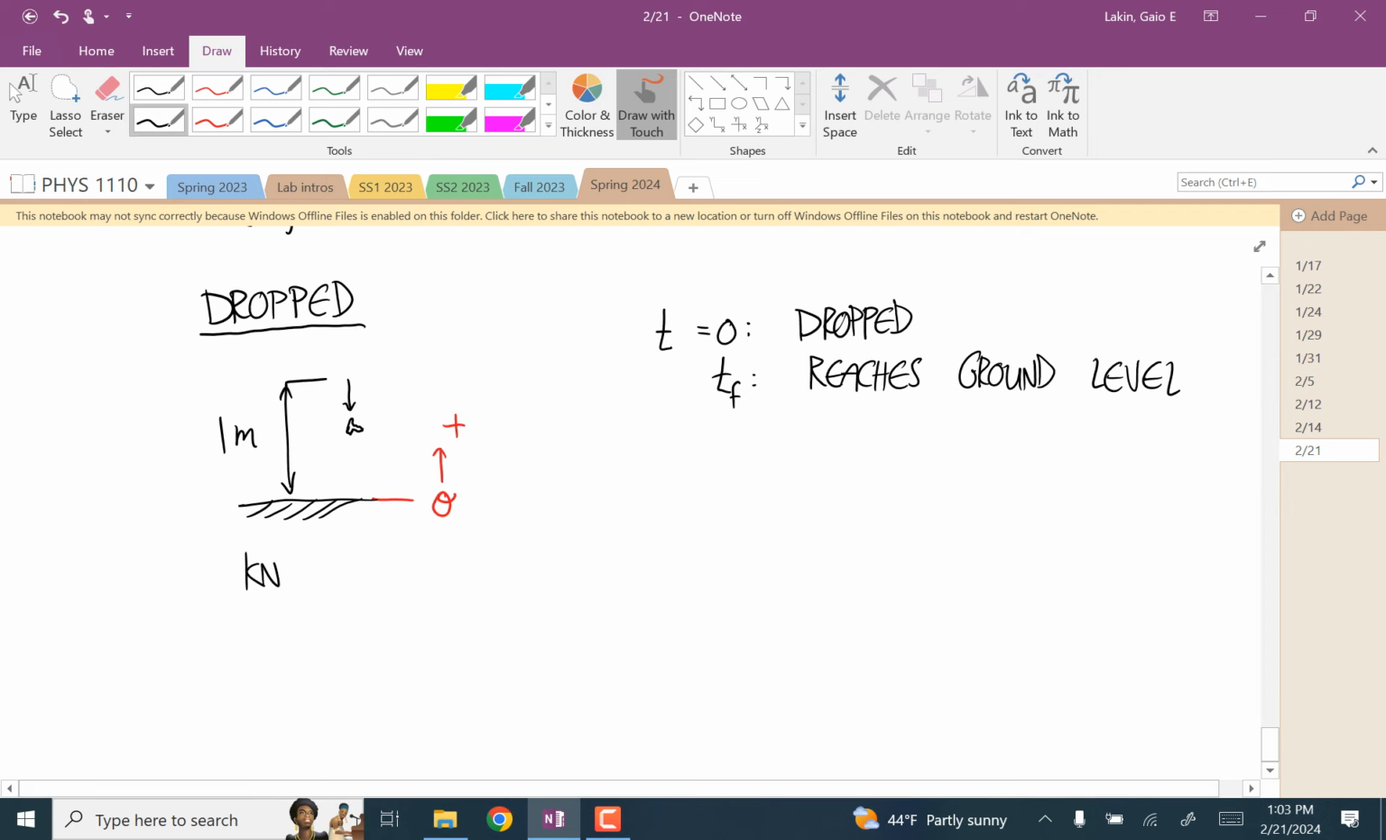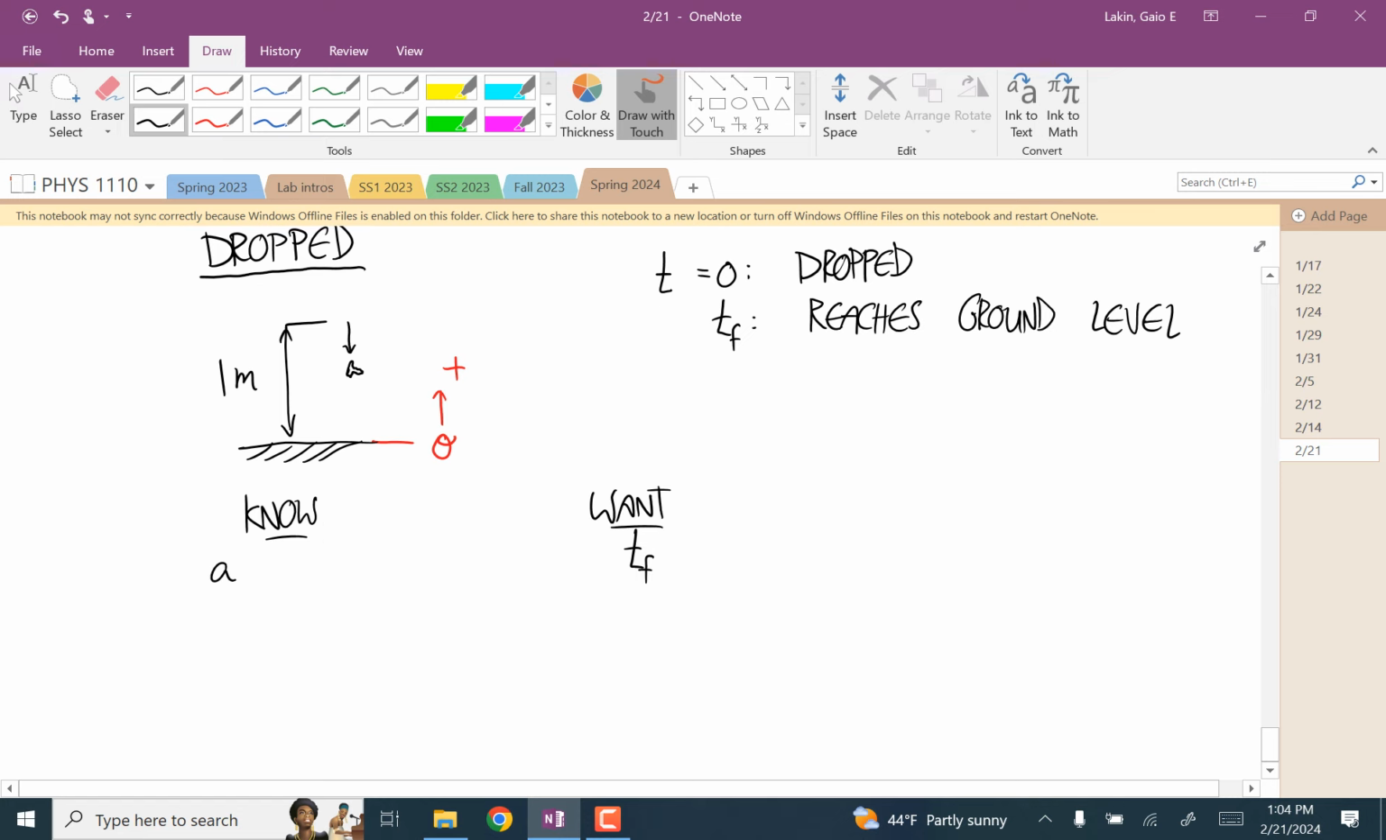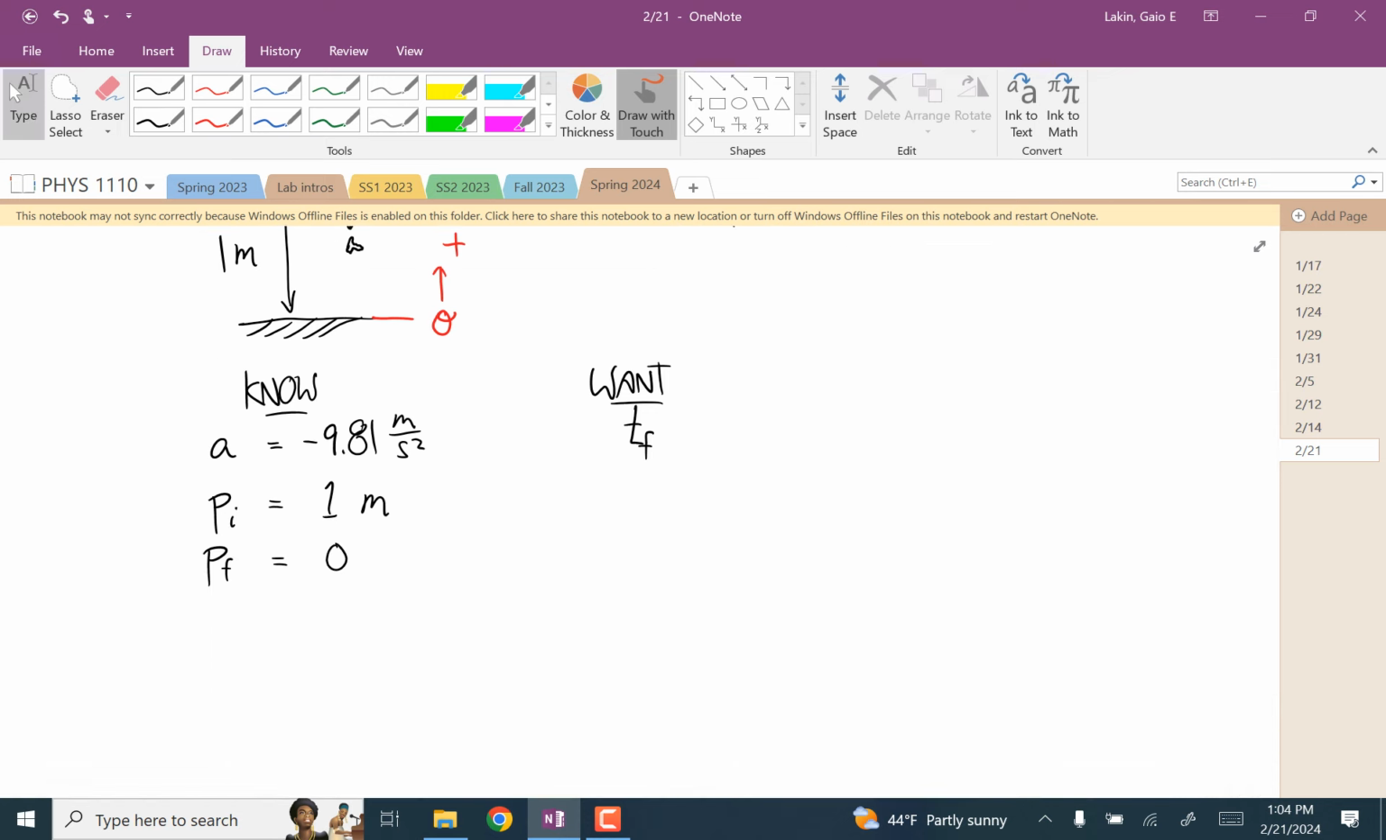And then we'll go through the variables we know and want. We're trying to find time final. The acceleration is negative 9.81. P initial is positive 1 meter. P final is 0. V initial is 0 because it's dropped. And V final we don't know.